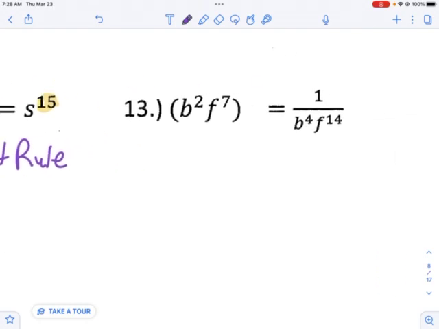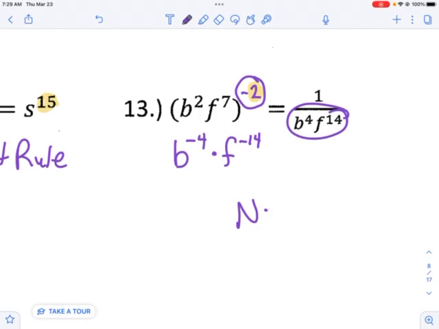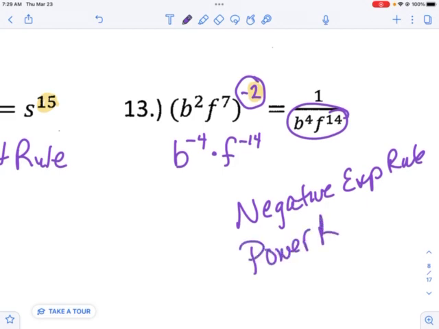And on this one, what exponent is going right here? Well, first off, I know they go downstairs. So I'd have to have a negative. So think negative 2. If I were to rewrite this, it should be b to the negative 4 times f to the negative 14. So what number can go in here to get these exponents? Negative 2. And this is the negative exponent rule and the power rule.